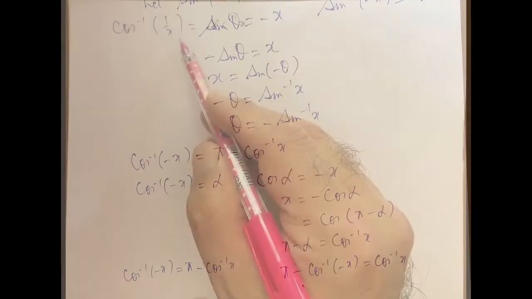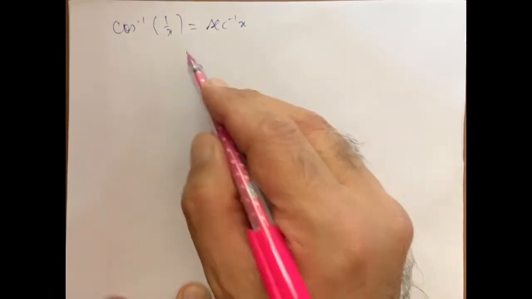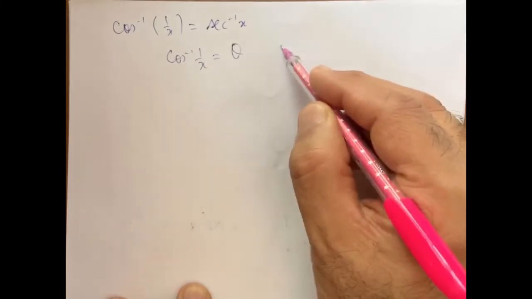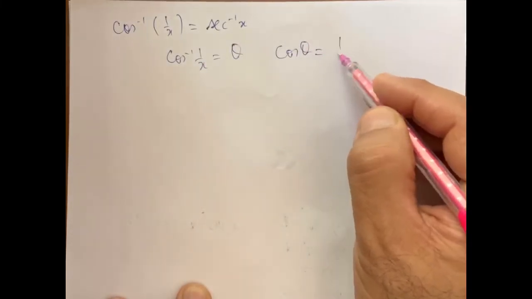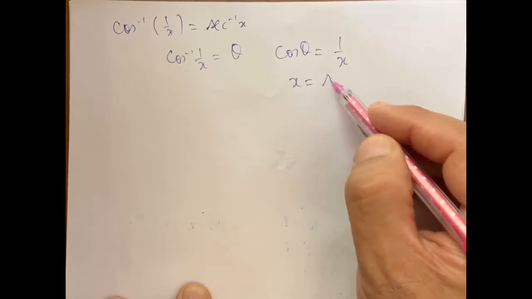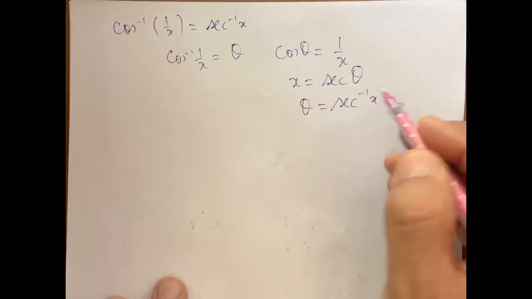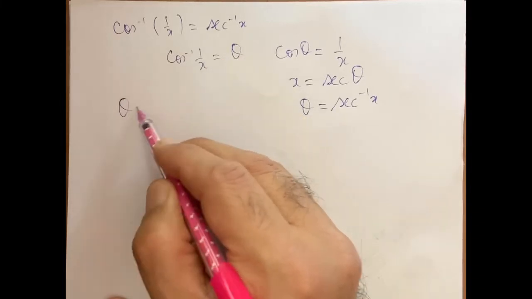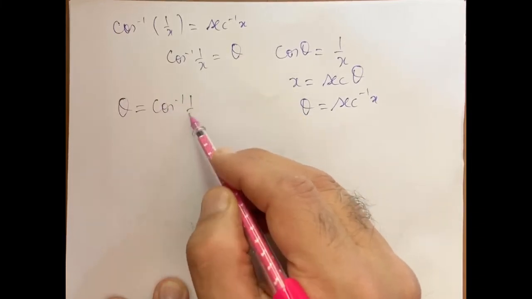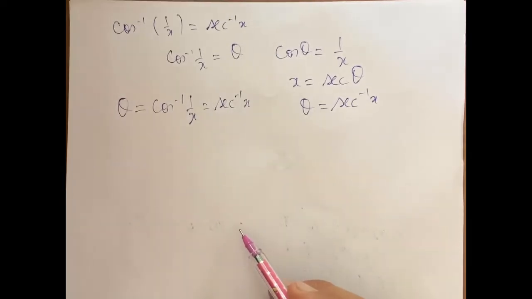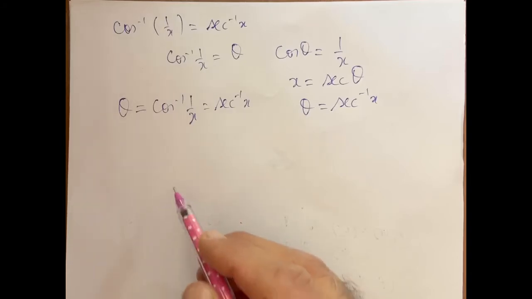This proves this. Cos inverse of 1 by x is equal to secant inverse of x. Let's say cos inverse of 1 by x is theta. This means cos theta is 1 by x, or x is secant of theta, or theta is secant inverse of x. This is theta, this is cos inverse of 1 by x, and this is the same as secant inverse of x. This is how we prove cos inverse of 1 by x is equal to secant inverse of x.